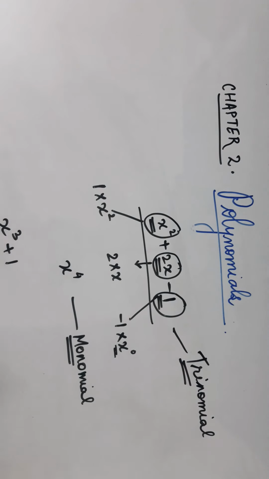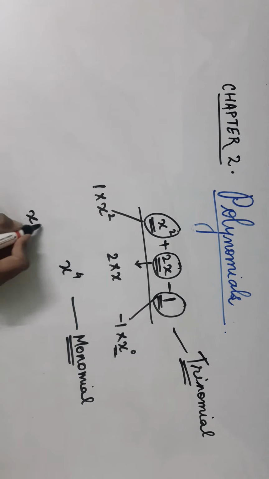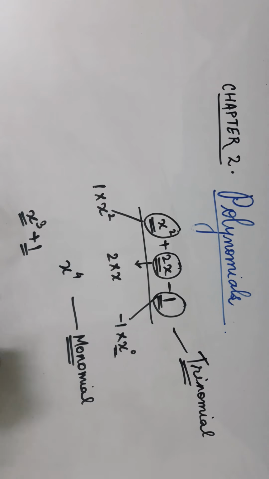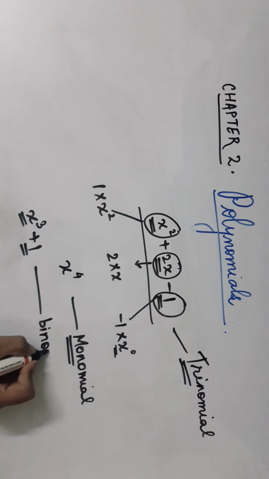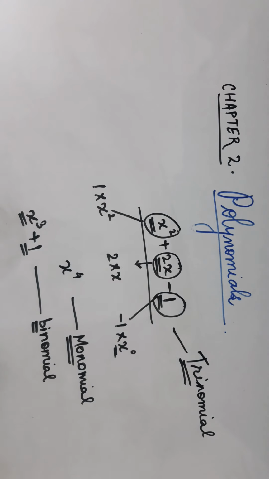Now suppose one more example we will take. X cube plus 1. How many terms are there? 1, 2. In this polynomial 2 terms are there, so it will be a binomial. Bi means what? 2. Mono means 1, single. And tri means 3 terms. So depending upon the terms, we can classify the polynomials as monomial, binomial, trinomial and polynomial. Poly means what? Many.